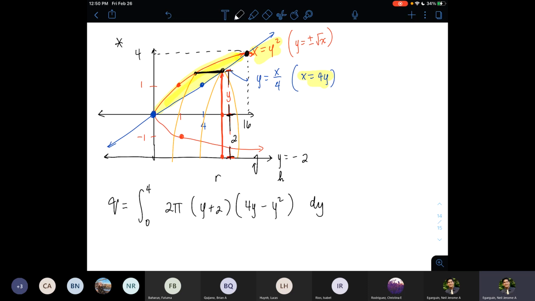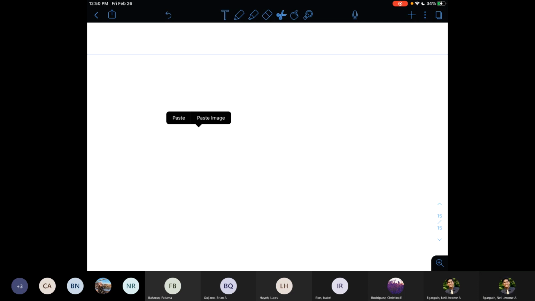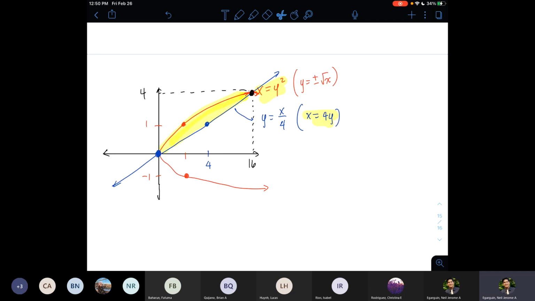Okay, if I can borrow maybe 2 or 3 minutes, I can give you another example. Same region, but this time, let's say the axis of revolution is x equals 20.